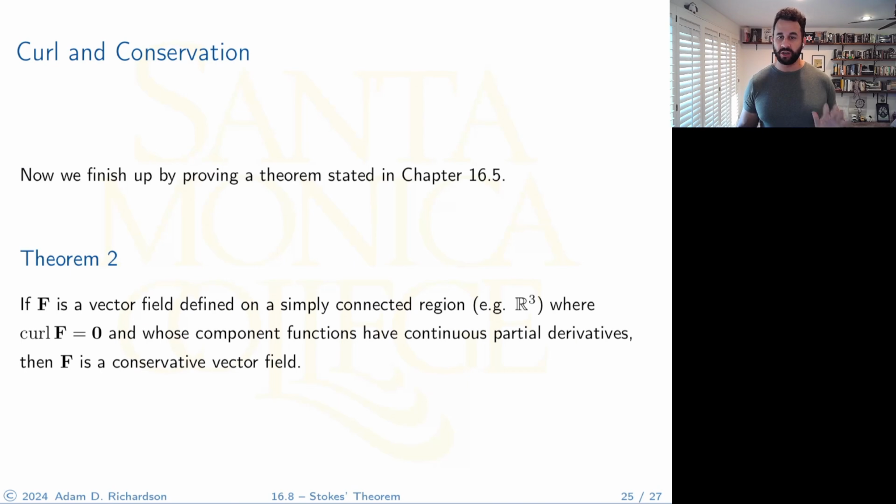Now let's talk a little bit about curl and conservation. We're actually going to go back and prove a theorem that we stated back in section 16.5. There you go, and it was this one. If F is a vector field defined on a simply connected region, for example R3, where the curl of F is 0, and whose component functions are C1, then F must be a conservative vector field. So now we're saying that we can prove that if the curl of F is 0, then F must be conservative, and we're going to use Stokes' theorem to prove it in one line.